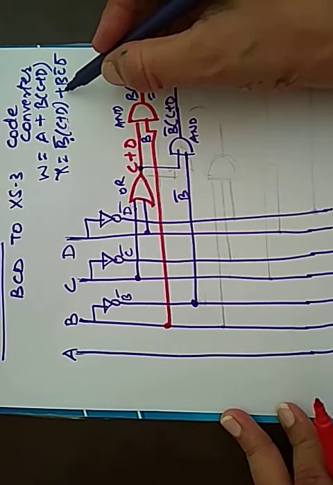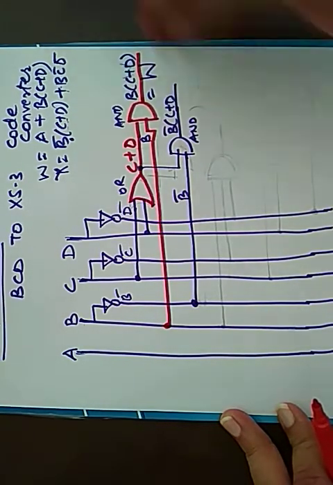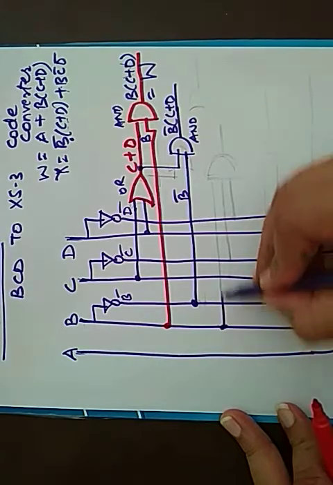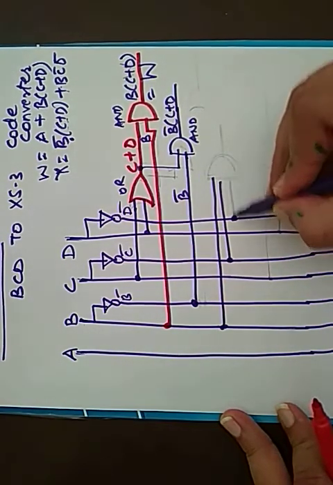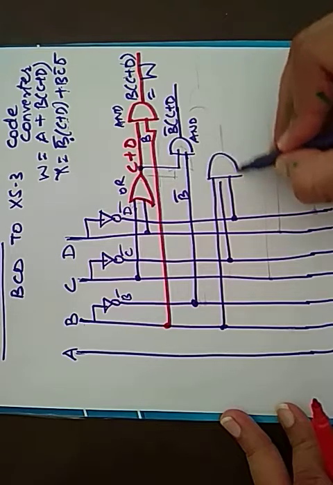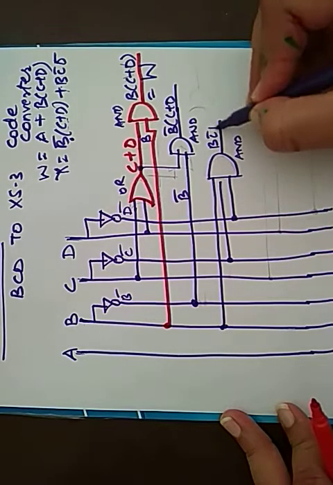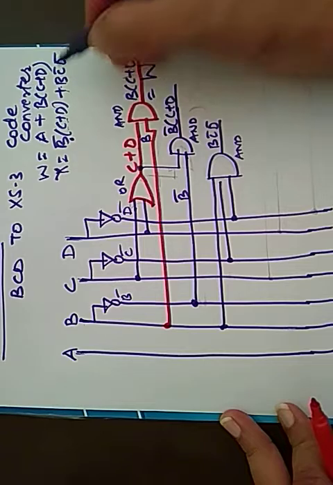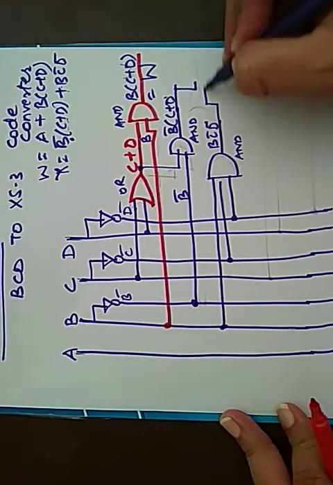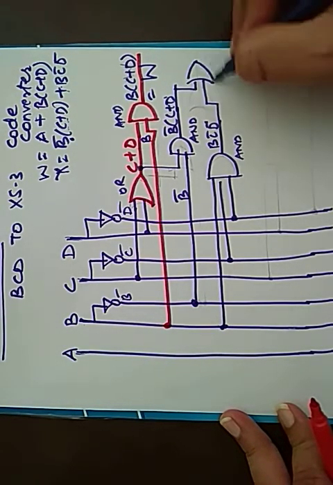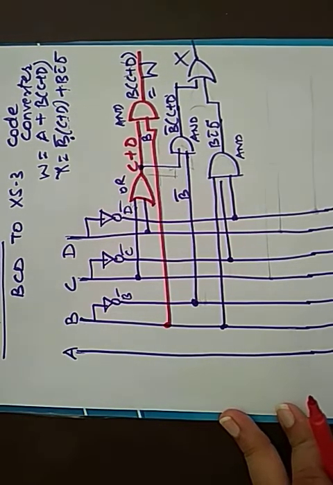This has to be ORed with B C bar D bar. So let's obtain B C bar D bar first. So this is B, this is C bar, D bar. You get the product from an AND gate. This will give you the product B C bar D bar. You get the 2 terms, this and this. These have to be now ORed. So you OR them like this, and here you get the output X.